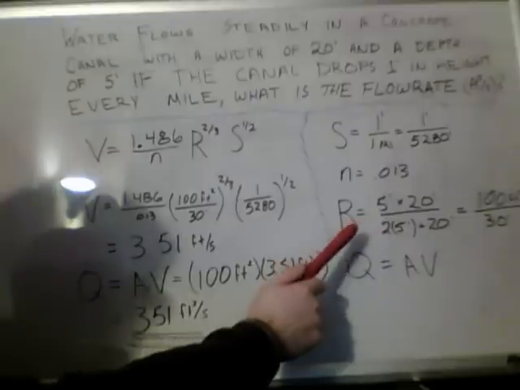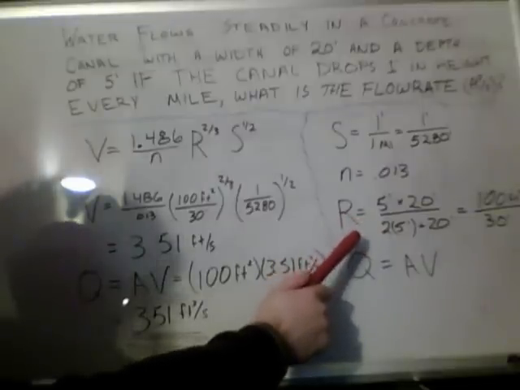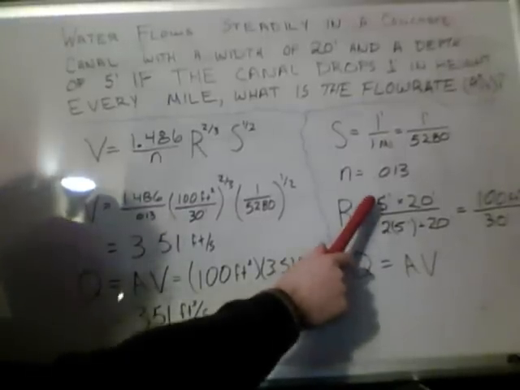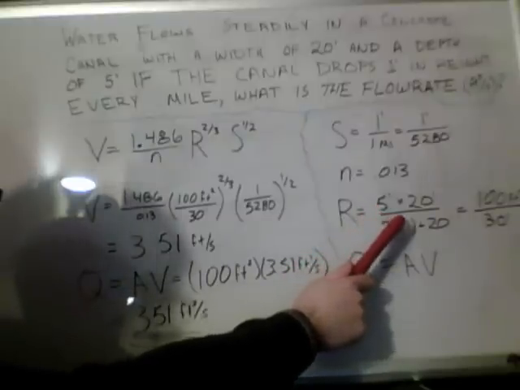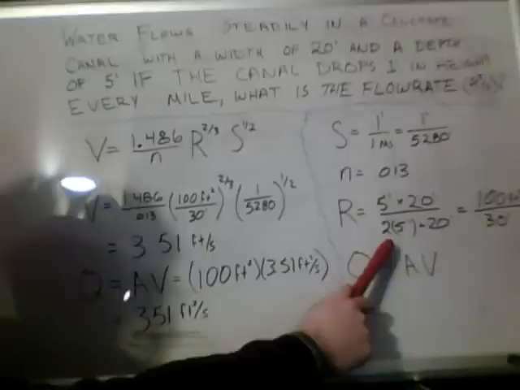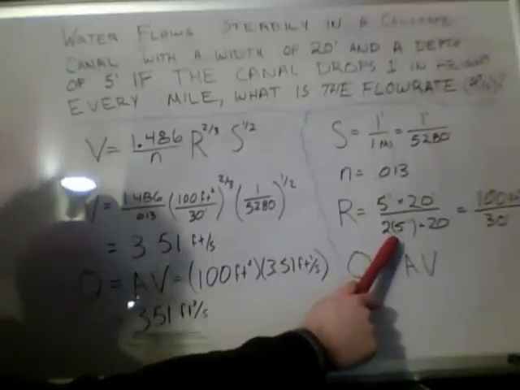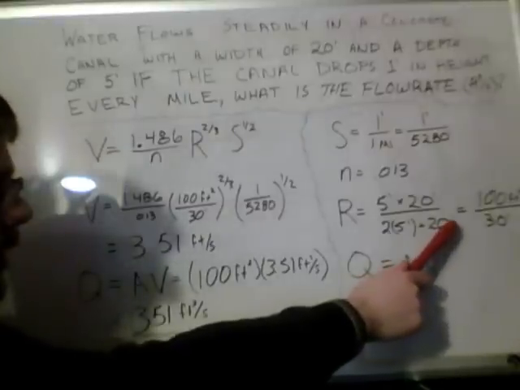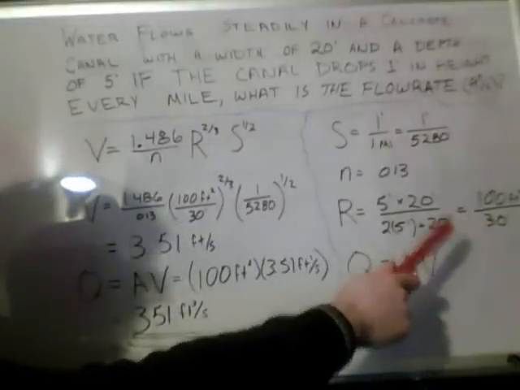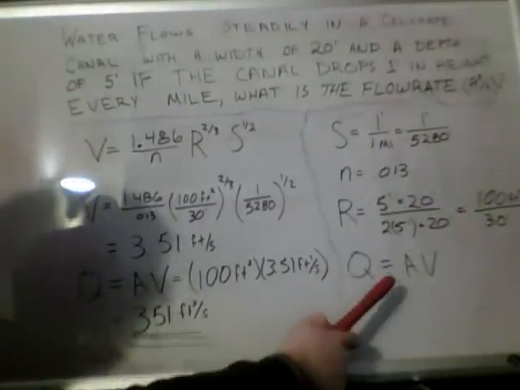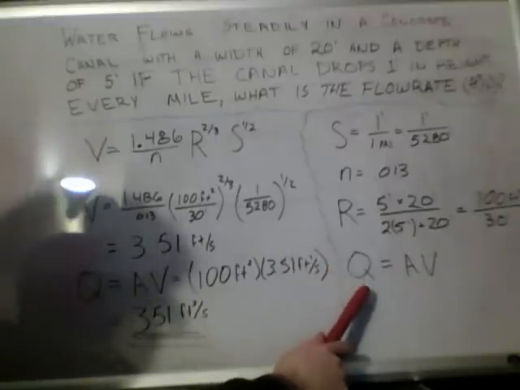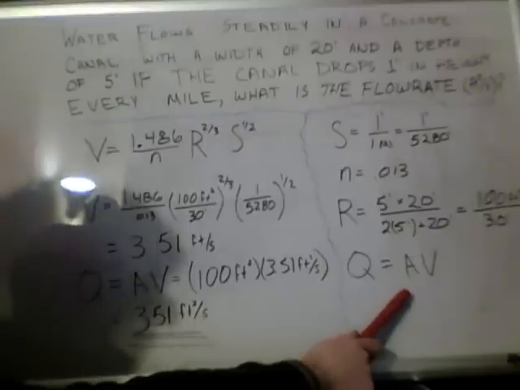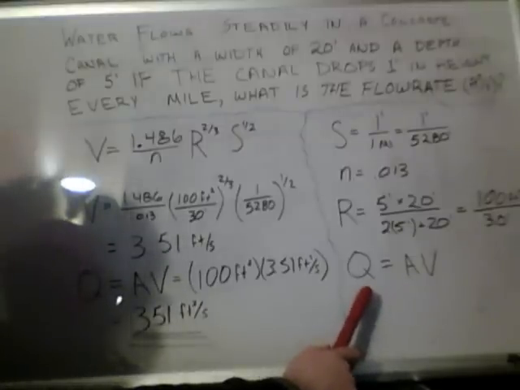Then we calculate our hydraulic radius, and that is, in our case, the cross-sectional area, which is the depth times width, so 5 times 20 feet, over the wetted perimeter. So we have 2 times 5, plus our width of 20 feet, and that gives us 100 feet squared over 30 feet. Also, we'll be using this a little bit later. Since we're asked for flow rate and not just velocity, we need to multiply the velocity we find with Manning's equation times the cross-sectional area of the channel, A, and that'll give us a flow rate at the end.